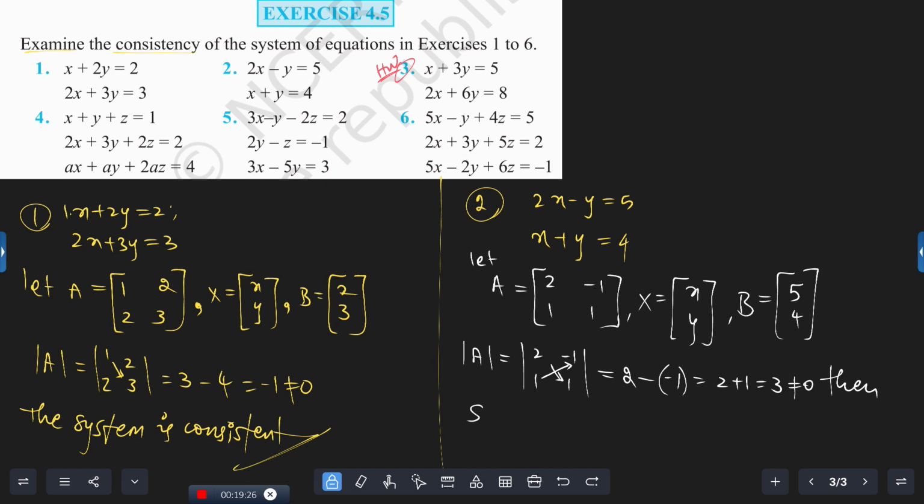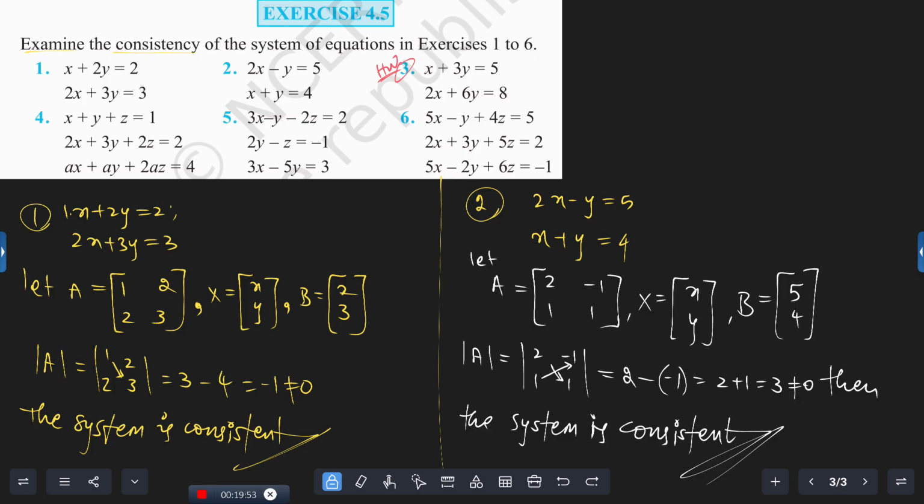The system is consistent. Okay, the system is consistent. That's it, children. This is very easy only, no? The third one you can do very easily, am I right? Is it okay or what?